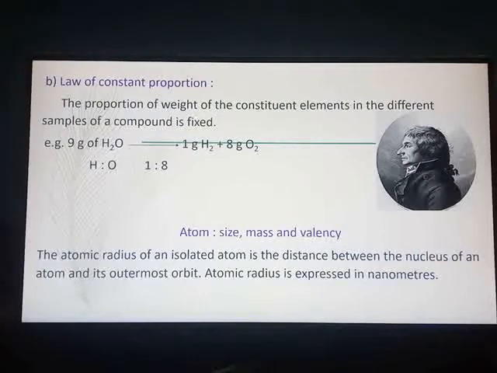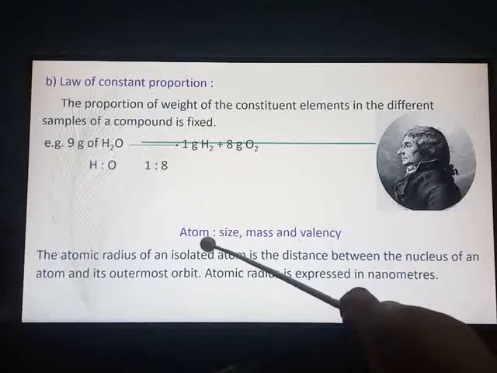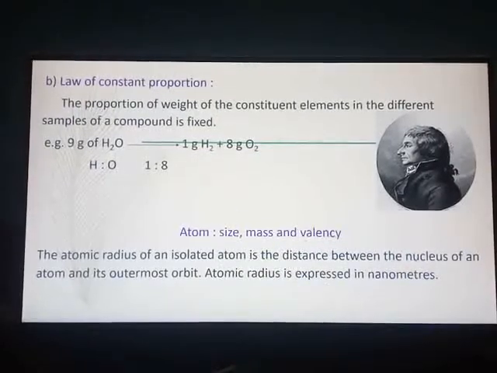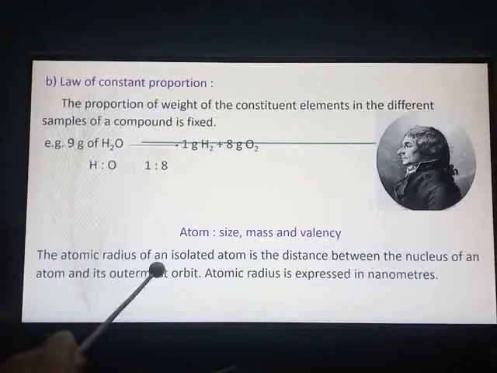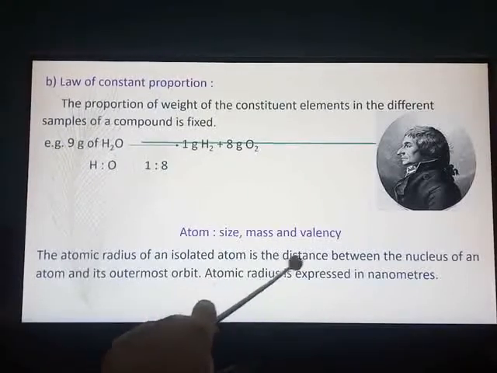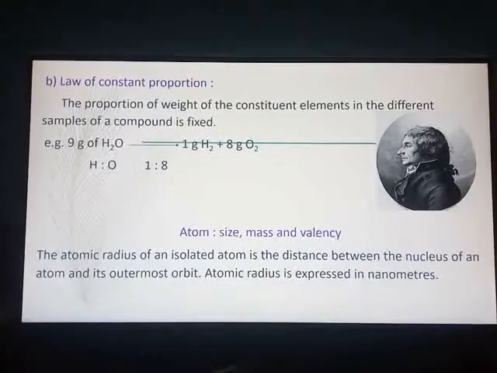So the atomic size is determined by the atomic radius. The atomic radius of an isolated atom is the distance between the nucleus, means the distance between the center of the atom and its outermost orbit. And this atomic radius is always expressed in nanometers.